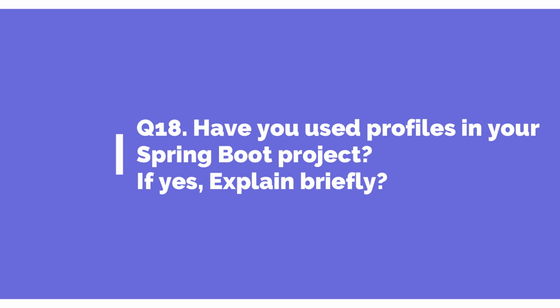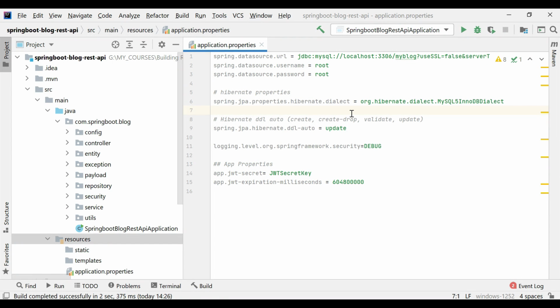Well, probably you know that whenever we develop an enterprise application, we need to deploy our application on different environments, right? For example, we need to deploy on the QA environment for testing, we need to deploy on the UAT environment for end user testing, we need to deploy on the production environment for customers, right? So in order to deploy our application on different environments, we need to implement profiles in our application.